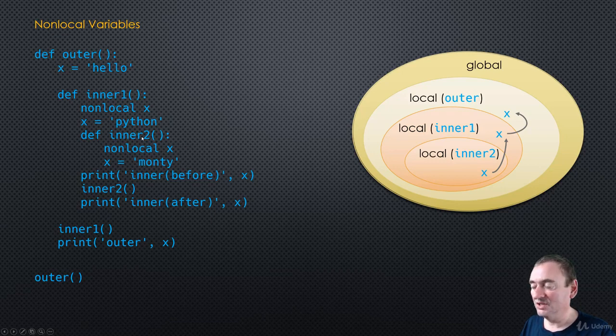Then we define this inner2 function, which has a non-local x, and sets x equal to Monty, but we haven't called it yet. So first, we print the value of x before we've called inner2, right? And what are we going to get when we do that? Well, it's going to be equal to Python, right? That's just what we set it to.